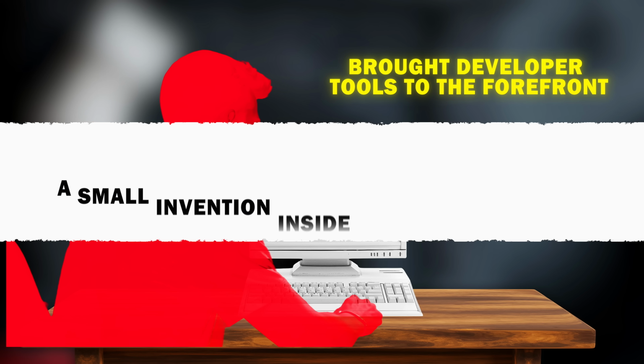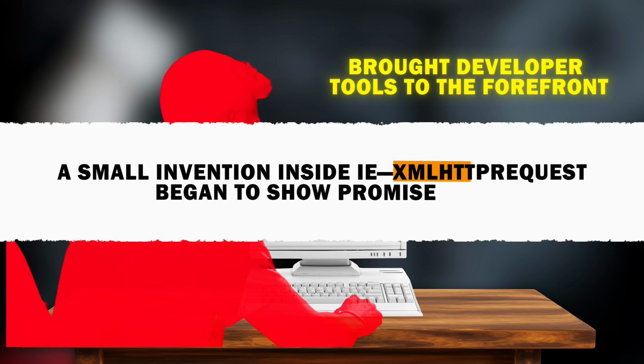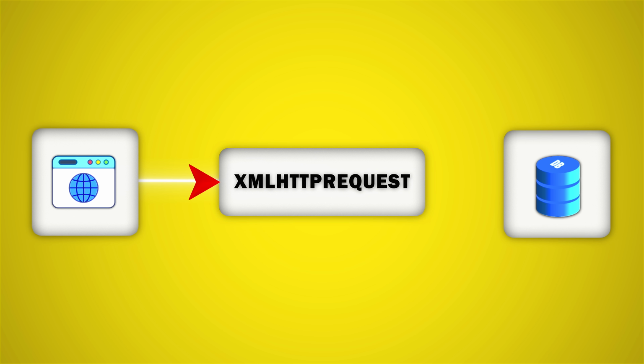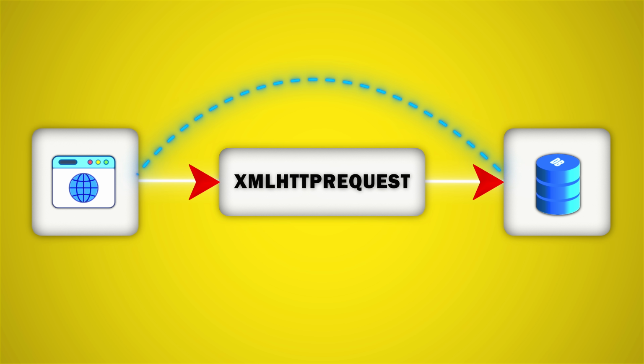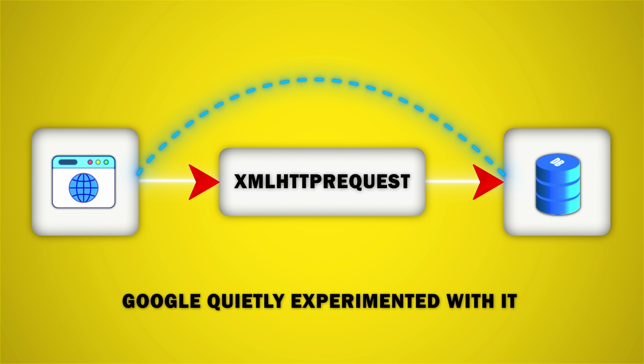Meanwhile, a small invention inside Internet Explorer, XMLHttpRequest, began to show promise. It allowed pages to request data from servers in the background. Google quietly experimented with it. In April 2004, Gmail launched.